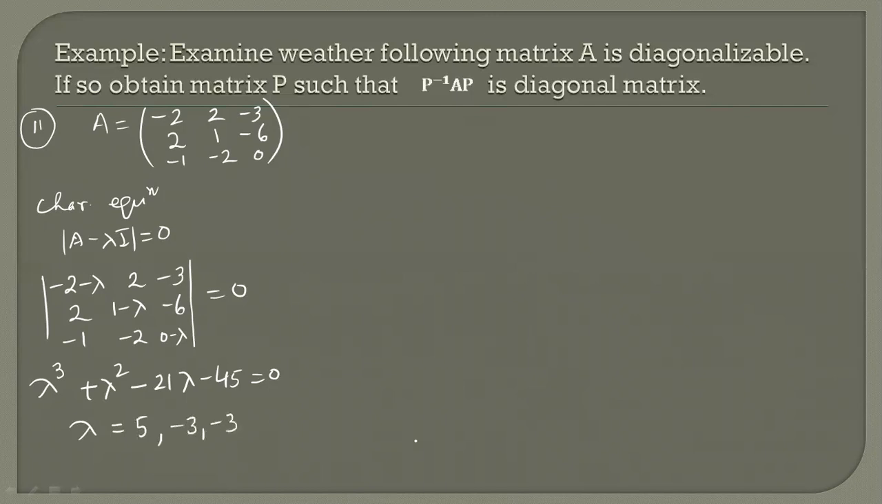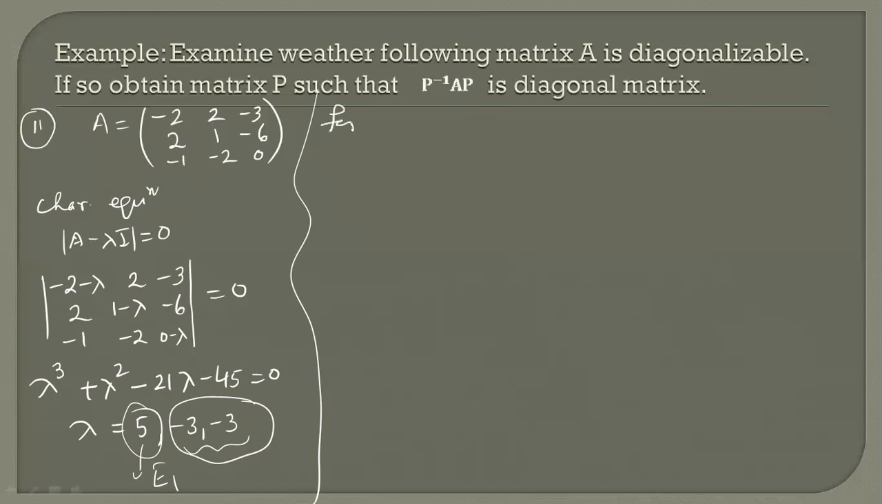Again, eigenvalues are repeated. If all the eigenvalues are distinct, we can comment that the matrix is diagonalizable. But if eigenvalues are repeated, then we cannot make any comment. We have to go for the number of linearly independent eigenvectors. Now we are sure that we will get one eigenvector corresponding to 5. We have to check only corresponding to minus 3. If corresponding to minus 3 there are 2 linearly independent eigenvectors, then the total number of linearly independent eigenvectors will be 3 and the matrix will be diagonalizable.